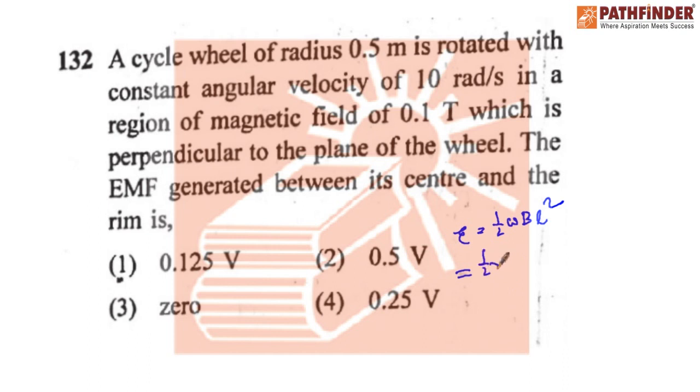So it is half times omega, which is equal to 10, B is equal to 0.1, times 0.5 squared. So it is very easy to calculate, 0.1254. So correct option is option number 1.